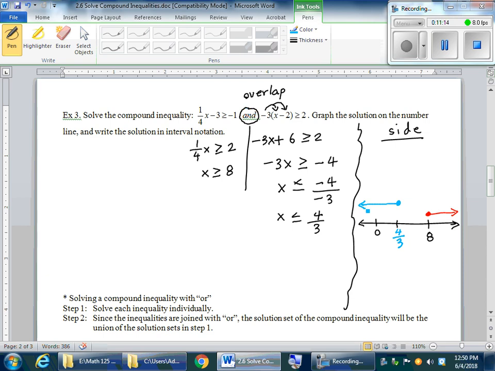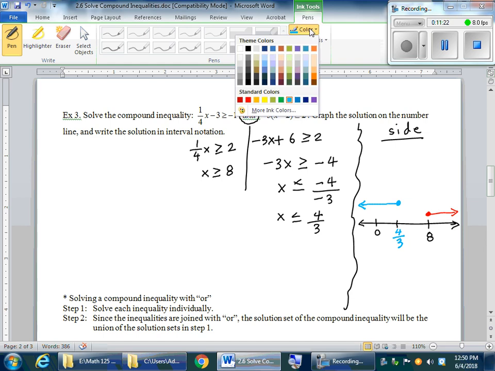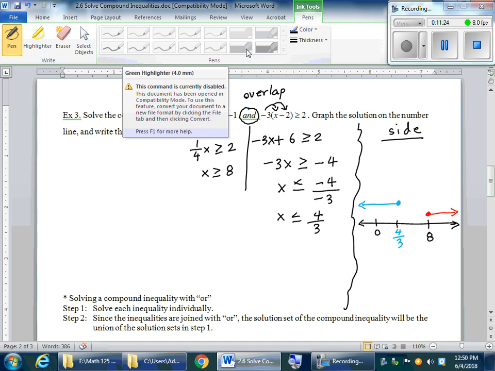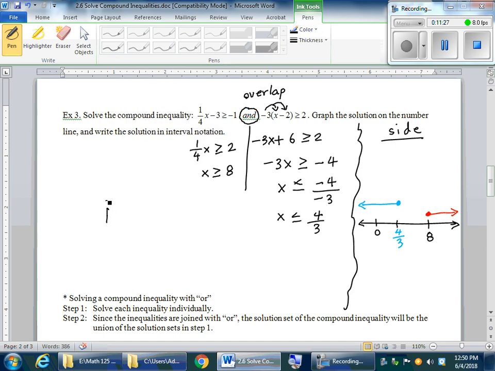So by looking at this, you can see that there is no overlapping part at all. So what does that mean? If there is no overlapping, that means no solution. So for the graph, we basically don't need to graph anything. Interval notation, we already know from previous sessions, this will be no solution. Okay? So these are the variations of compound inequality solutions.